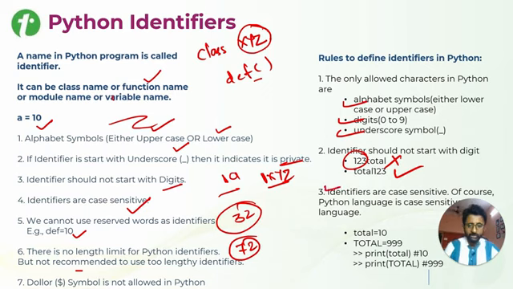Identifiers are case sensitive. For example, I am defining a variable with small t and I am defining a variable with capital T. Both will have different values. Whenever you print them, it will give the respective outputs. So that means these are case sensitive.